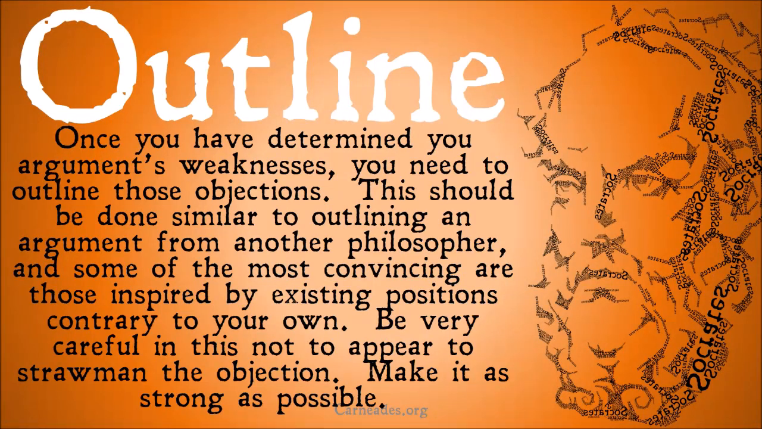Once you've determined your argument's weaknesses, you need to outline those objections. This should be done similar to outlining an argument from another philosopher. And some of the most convincing are those inspired by existing positions contrary to your own. Be very careful in this not to appear to strawman the objections. Make your objectors as strong as possible. Don't let someone writing a future paper have any possible way in. Try to think two to three moves ahead and say, this is what they might object to me, this is the best way that they could offer this argument, and even that is going to fail.